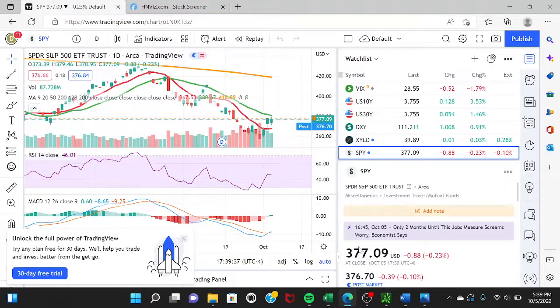My computer's running a little slow, but you just have to bear with me on that. But let's do the normal process. Market up or down. Market is down. You see here? So we're looking to buy, right?